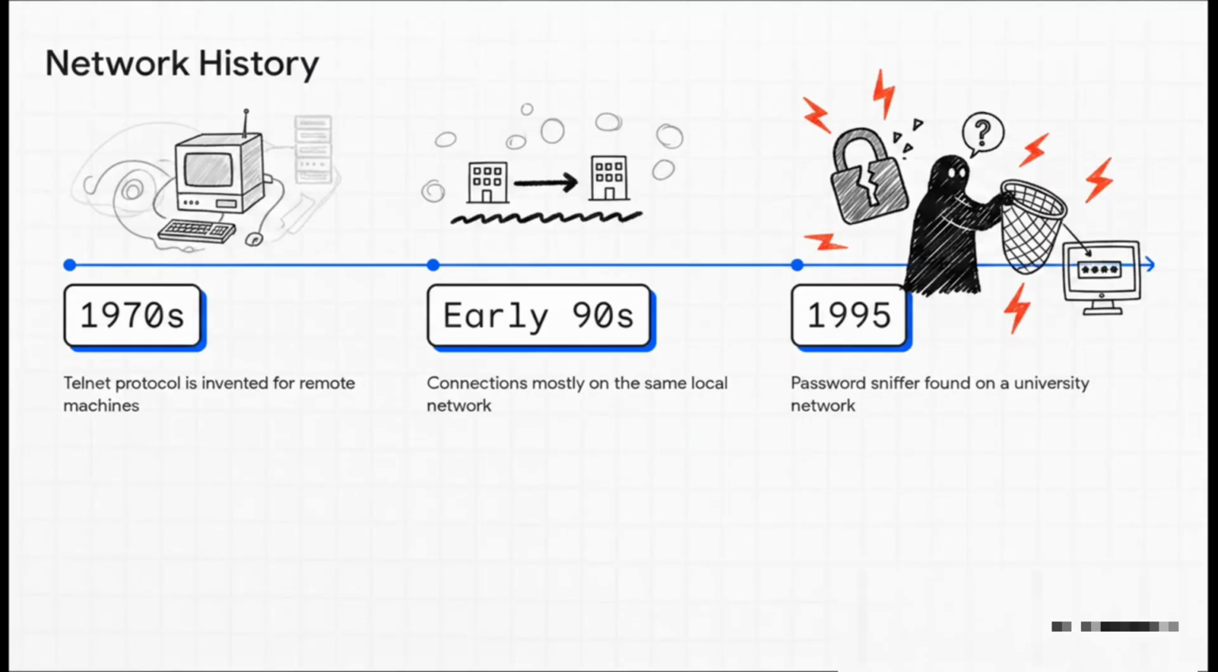So, old network protocols. They were perfectly fine back in the 1970s when telnet was first invented. And honestly, even into the early 90s, this wasn't a massive concern because you're usually just connecting to a remote machine on your exact same local network. But then 1995 hits. A guy named Tatu Ylönen discovers a password sniffer actively running on his Finnish university's network, and that single event proved, without a doubt, that things desperately had to change.